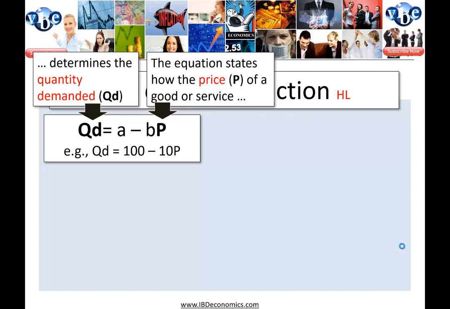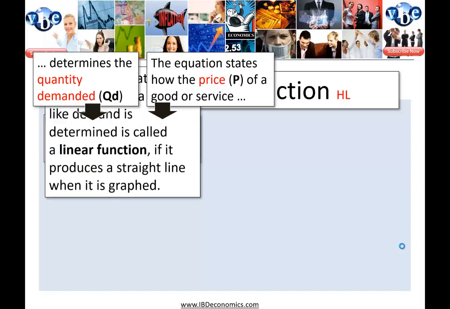So QD, we just talk about the quantity demanded. So the equation determines the quantity demanded, and the equation states how the price, which is P, of a good or a service, determines that quantity demanded.